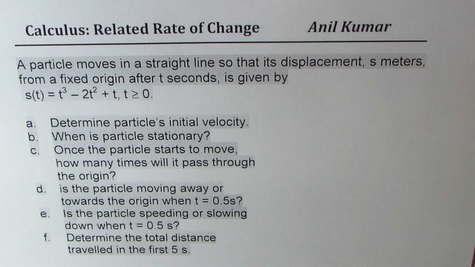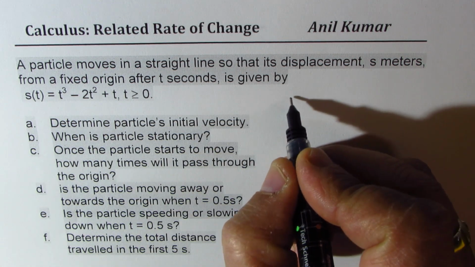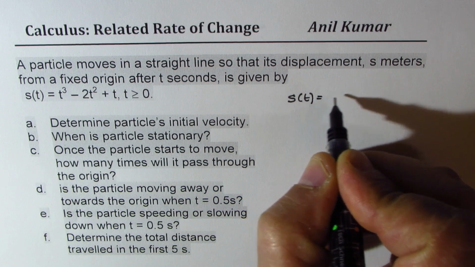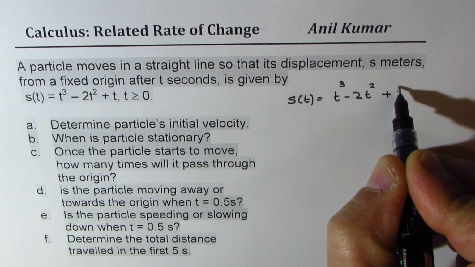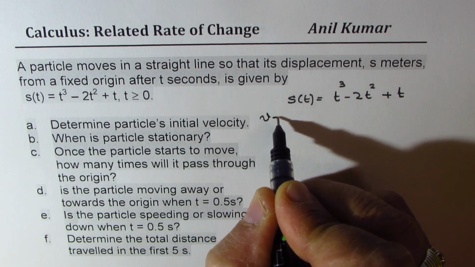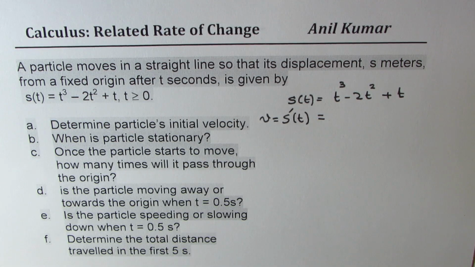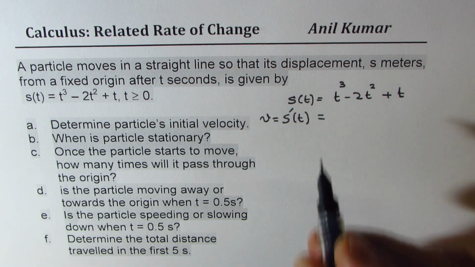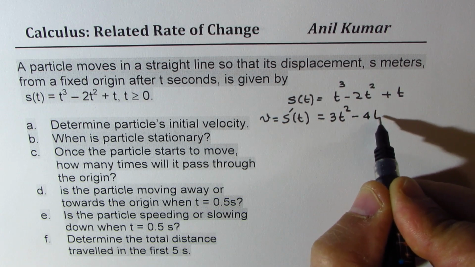So let's begin with the very first part, which is determine the particle's initial velocity. Now we are given displacement s of t is equal to t cube minus 2t square plus t. Velocity is the derivative of displacement. So we can write velocity as equal to the first derivative of displacement. We sometimes get this example in the chapter relating higher derivatives, right? Since acceleration will be the second derivative of velocity. So the derivative is going to be 3t square, application of power rule, minus 4t plus 1.